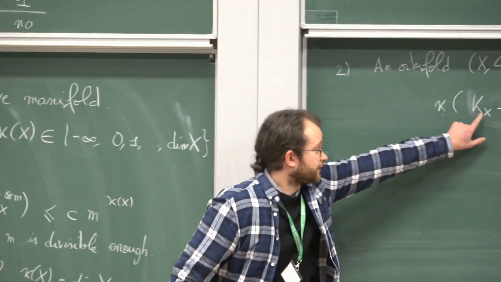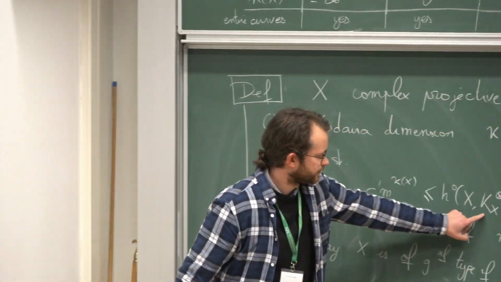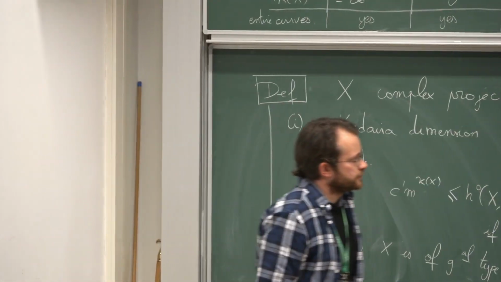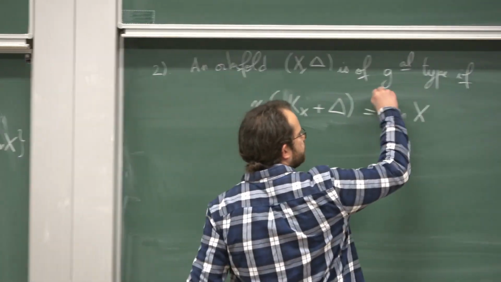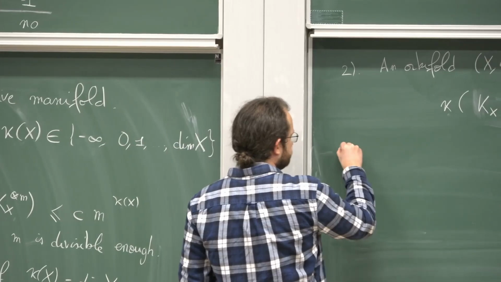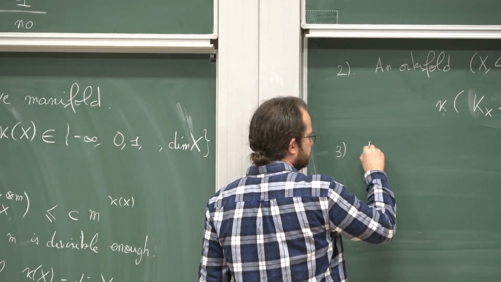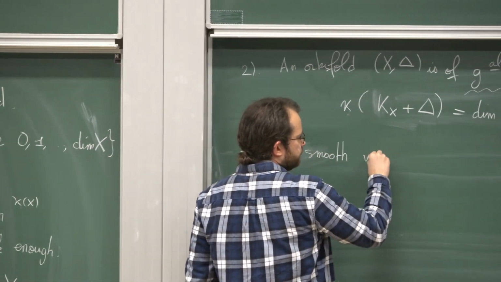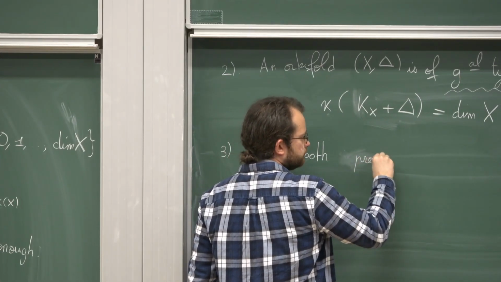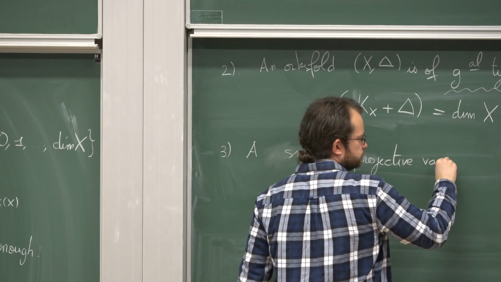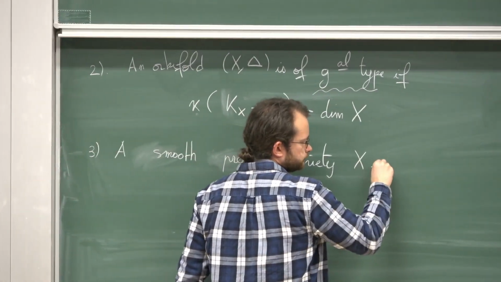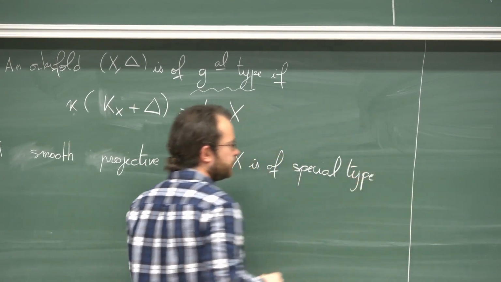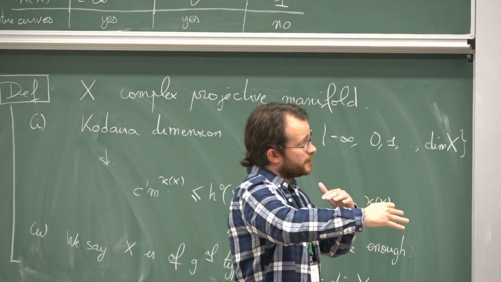So what I mean by that is that if you take K_X + Δ to the power m, you have the same growth, but here you have the dimension of X. Okay, so we say that we have an orbifold of general type if you have this condition. And now we say that a smooth projective variety is of special type only if it cannot fiber above a variety such that the orbifold base is of general type.